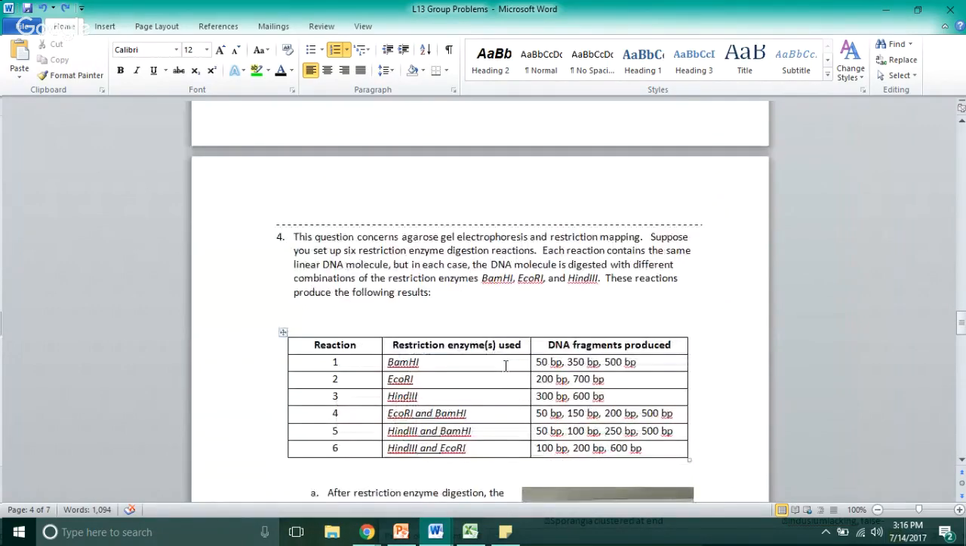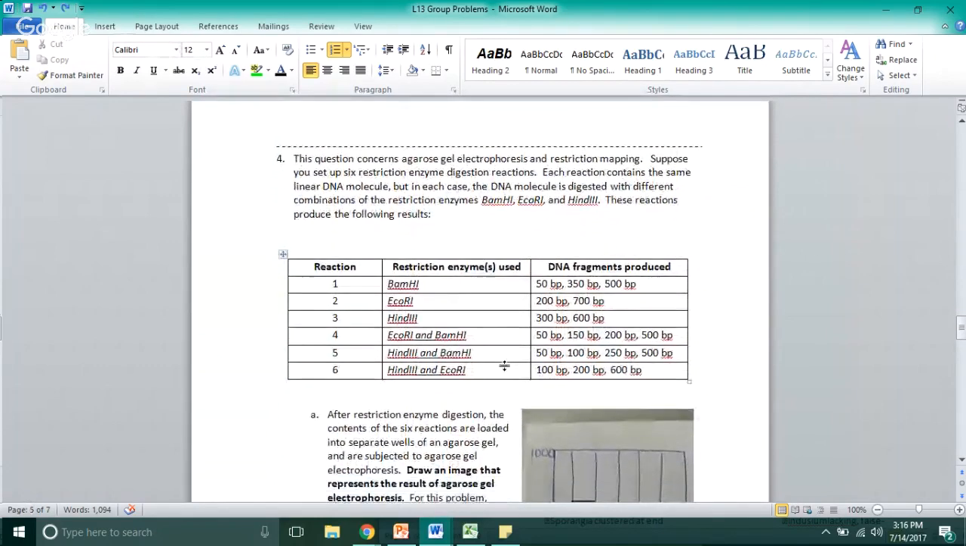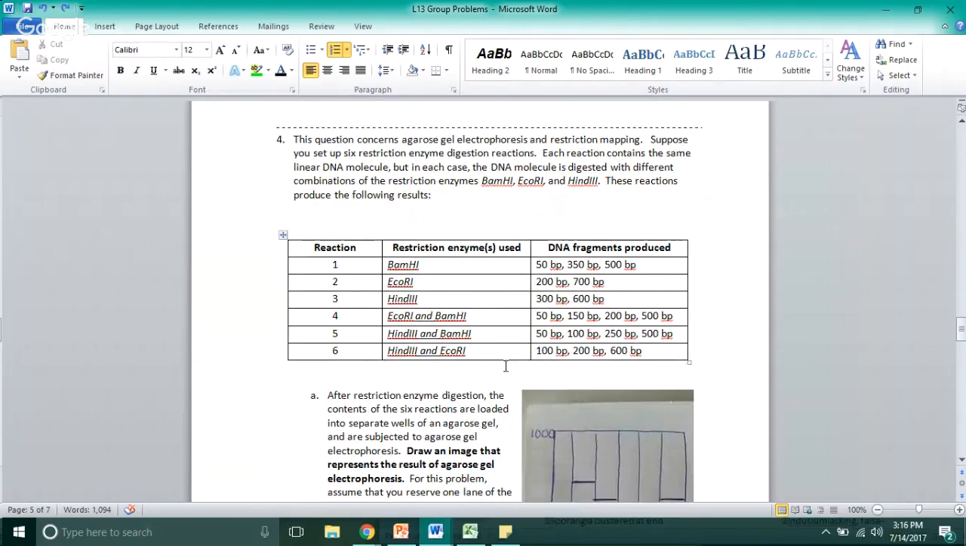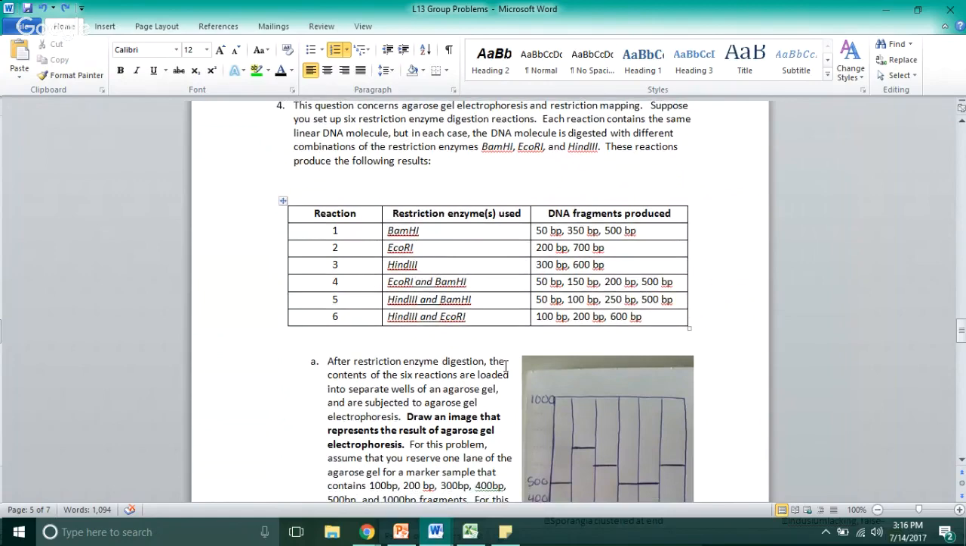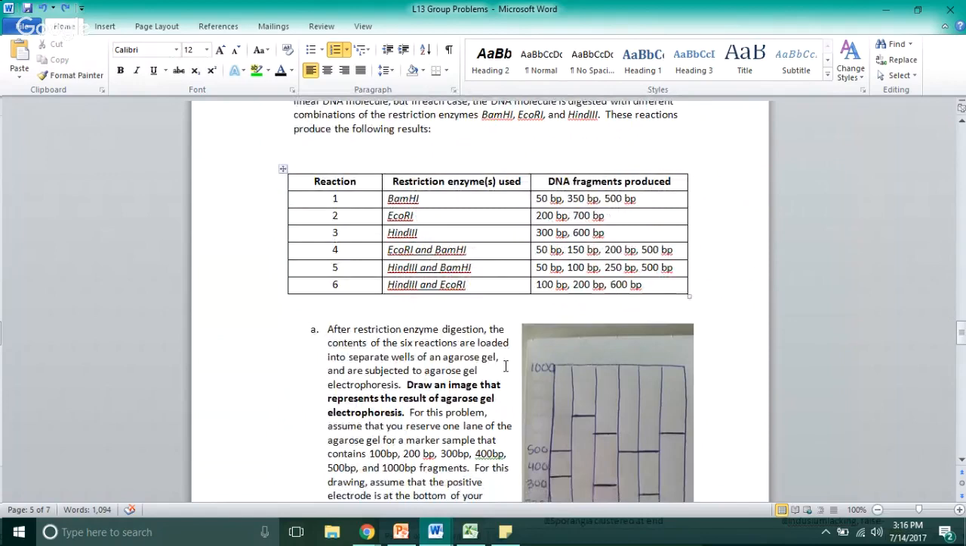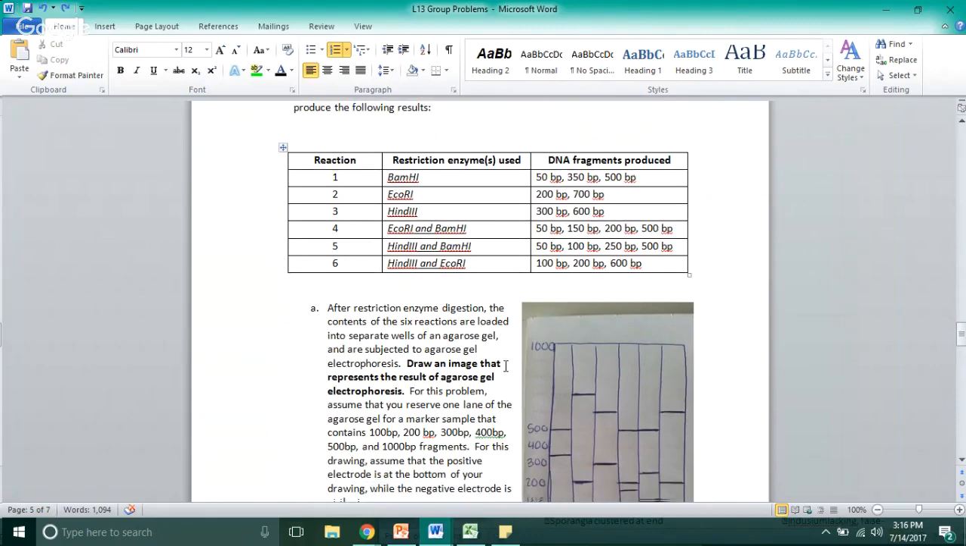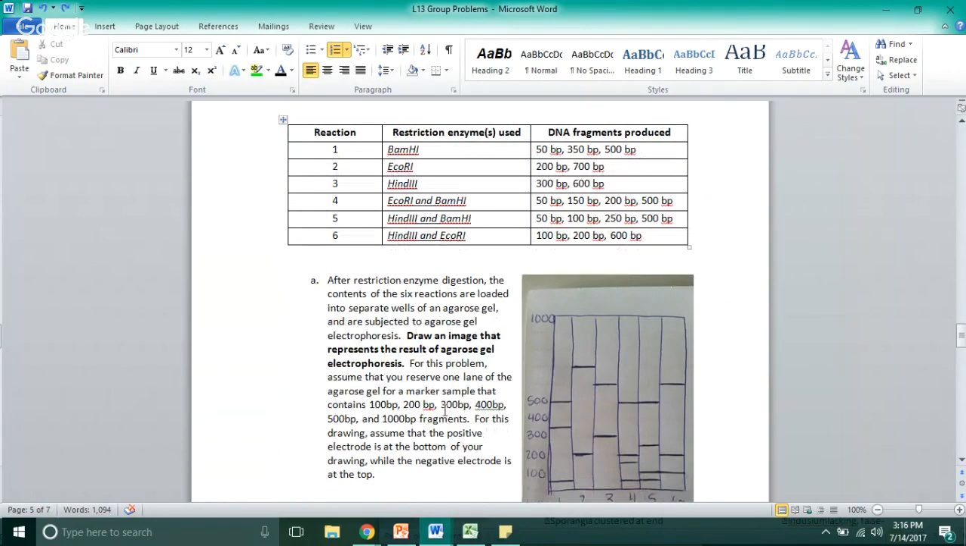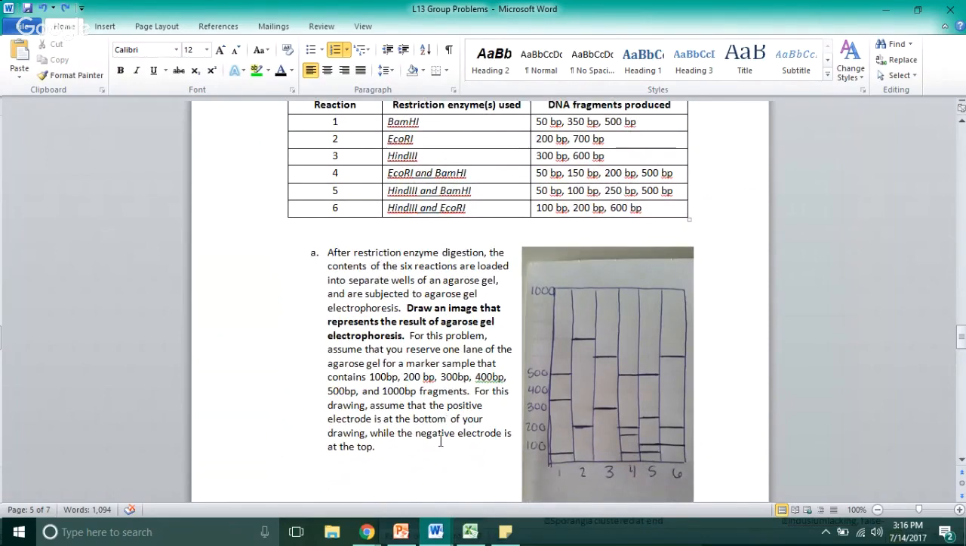And then for 4, pretty beefy. 4, the question concerns agarose gel electrophoresis and restriction mapping. Suppose you set up 6 restriction enzyme digest reactions containing the same linear DNA with different combinations of restriction enzymes. We have BamHI, EcoRI, and HindIII. So this is what it produces. For A, it says draw an image that represents the result of the agarose gel. So she gave you the base pairs she wanted on there. So I have my 100, 200, 300, 400, 500, and 1,000.